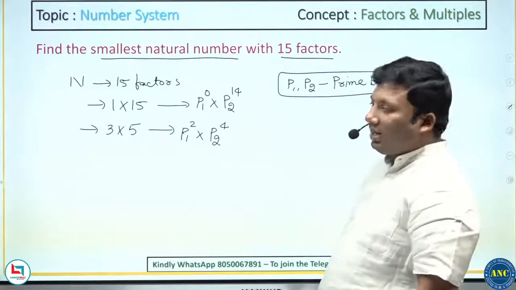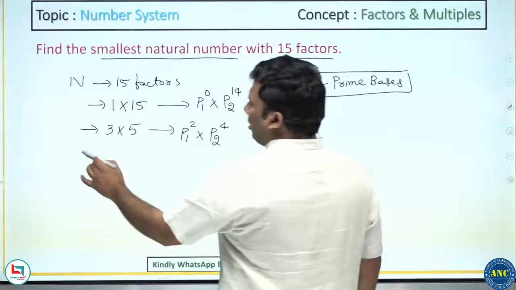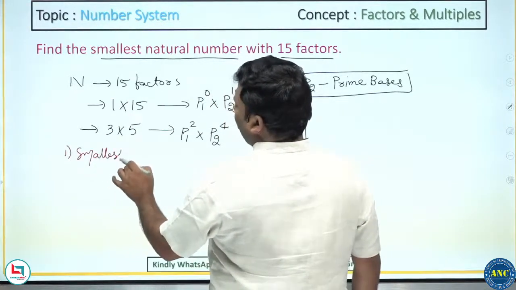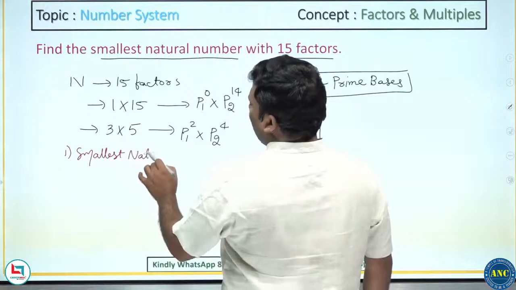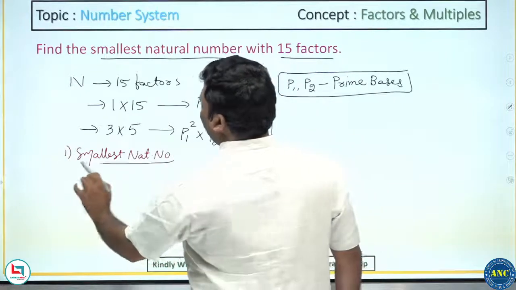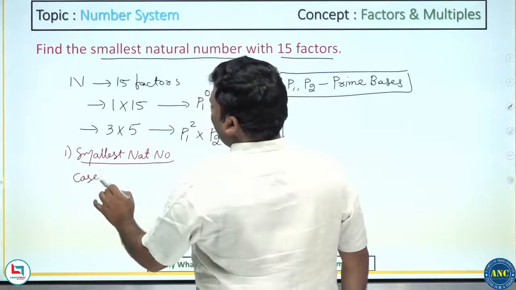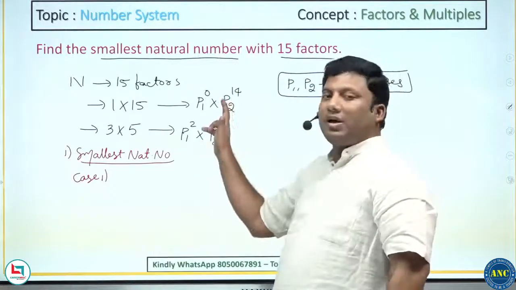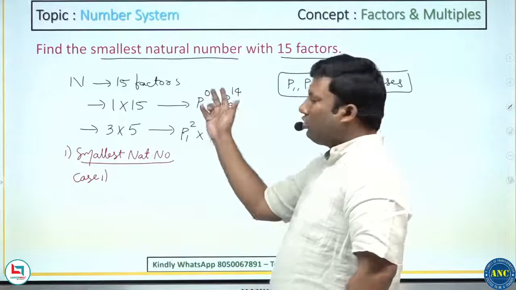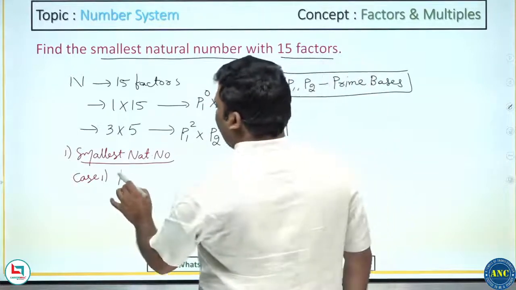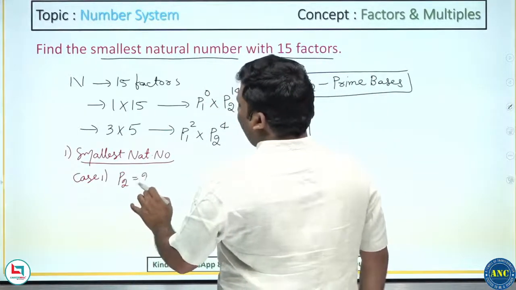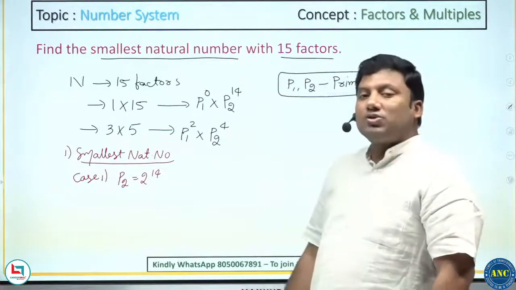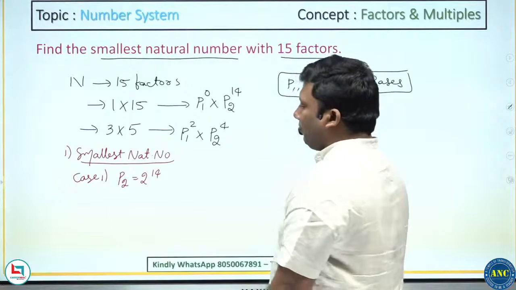What is the question that he is asking? Smallest natural number. We want the smallest natural number. If I take case number 1, which is 1 into 15, what is the smallest prime base? 2. 2 power 0, 3 power 0 is 1. So P2, keep it as 2. In case number 1, I got 2 power 14. The smallest prime number is 2.